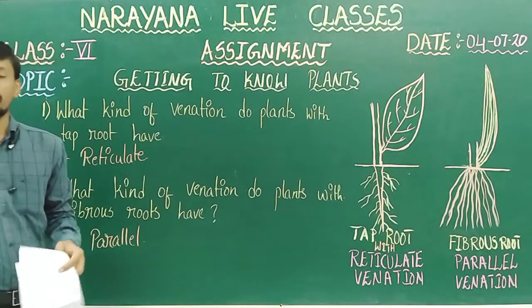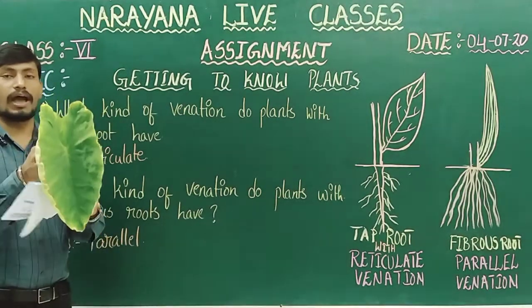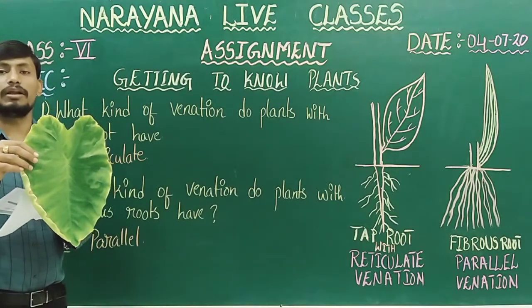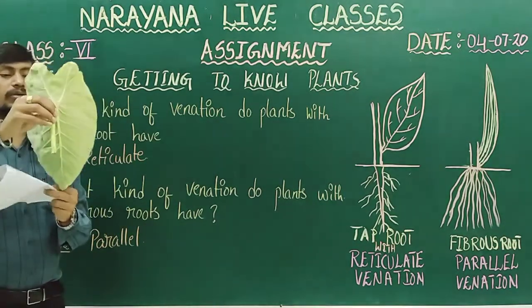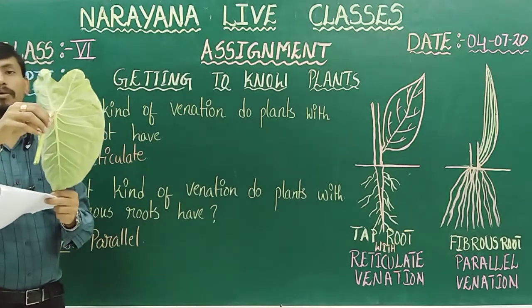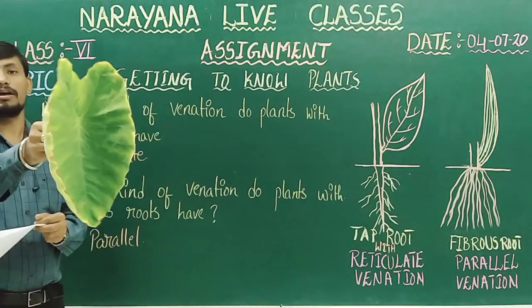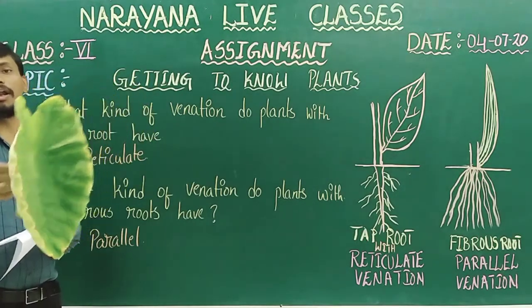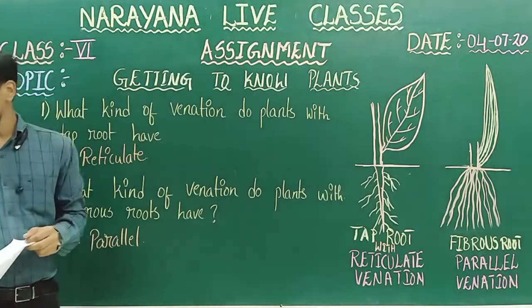Generally, whenever you see taproot plants, they have reticulate venation. What do we call reticulate venation? You can see a network of veins formed on the leaf. This is what we call reticulate venation.